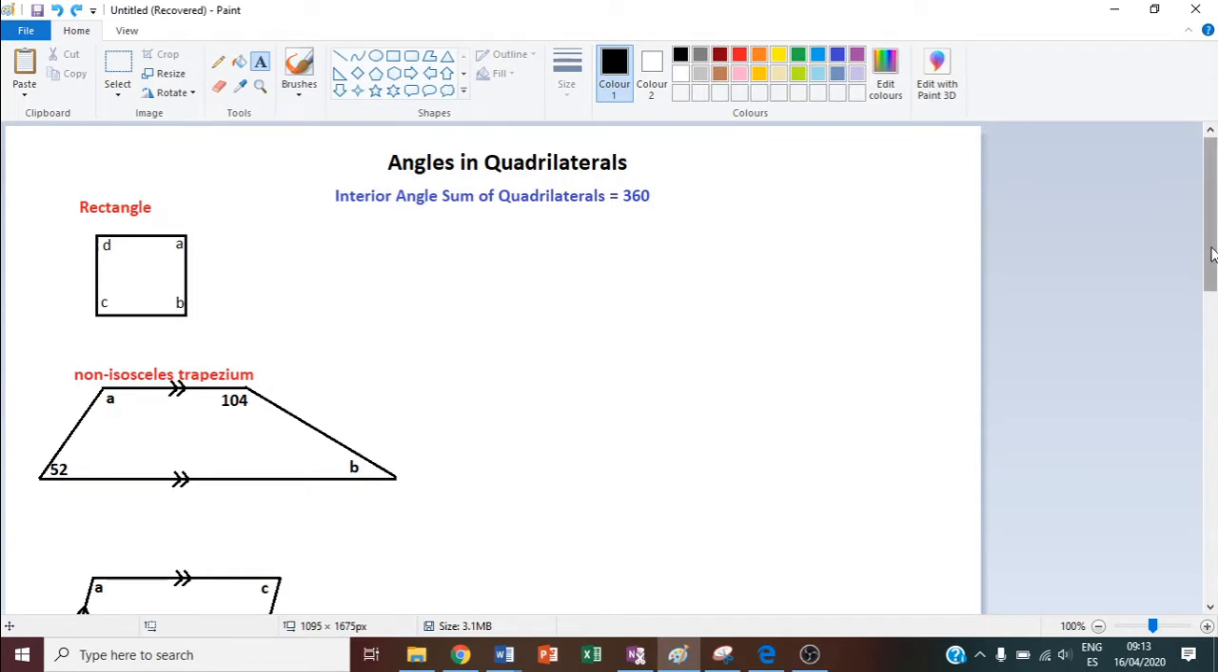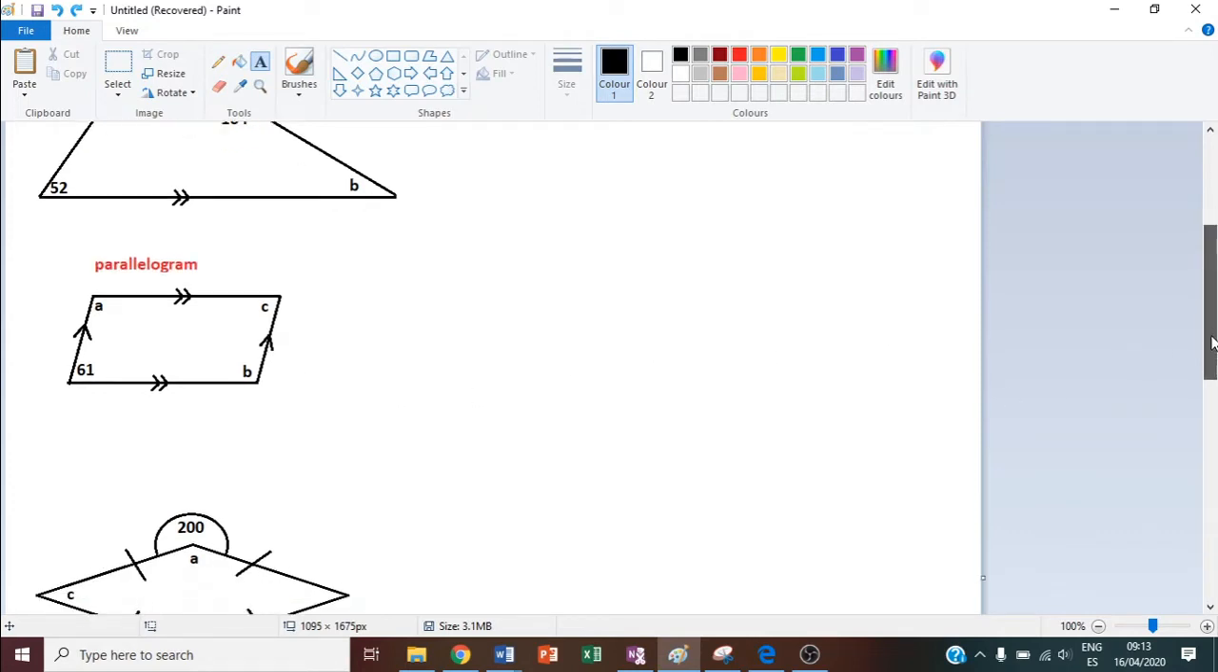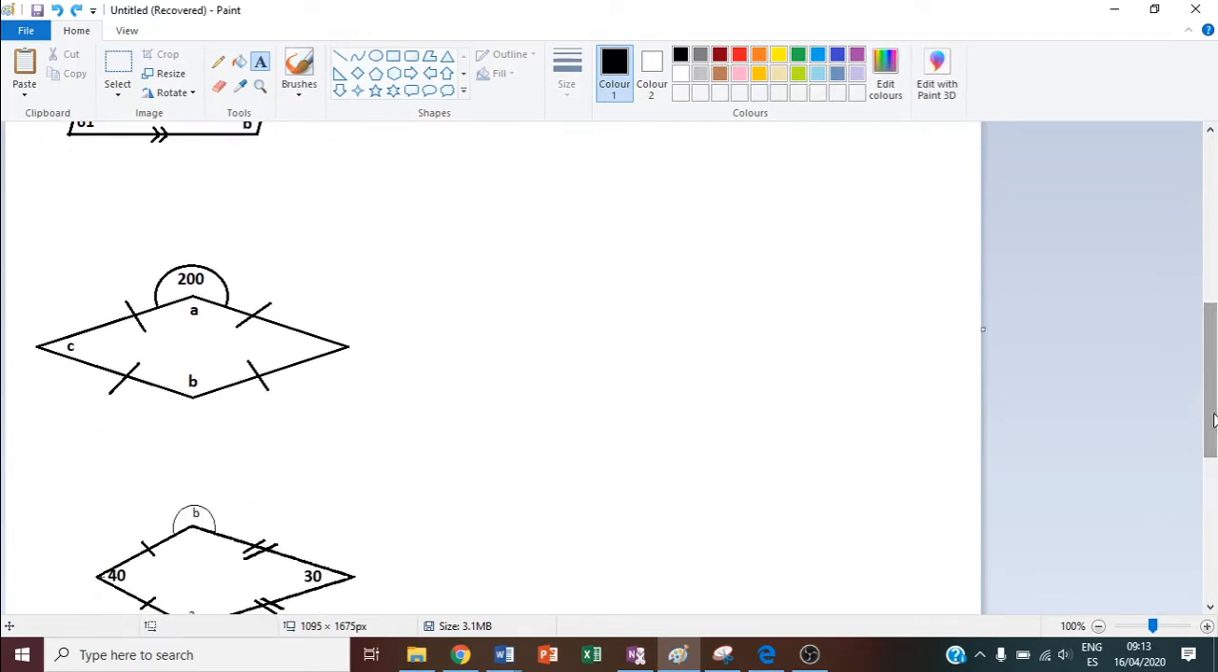Okay? Next we've got this shape here, and hopefully all of these markings make it really obvious what shape this is. I've got 2 pairs of parallel sides, which makes this a parallelogram. And that means that we're going to use all of our parallel line rules on this one, our parallel angles.